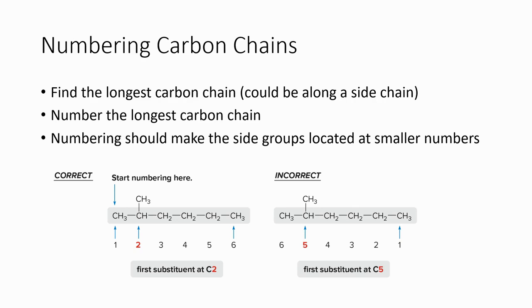But it does matter the order. If I start at this end, 1, 2, 3, 4, 5, 6 carbons, then this methyl group is at position 5. What we want to do is number so that the side chain, the substituent, is at the lowest number. So if we start here, 1, 2, then that methyl group is at position 2 instead of position 5. This is really kind of a weird thing. I think it gets a lot easier if you practice. I would do as many examples as you can. This is pretty straightforward, but some of them get really weird.